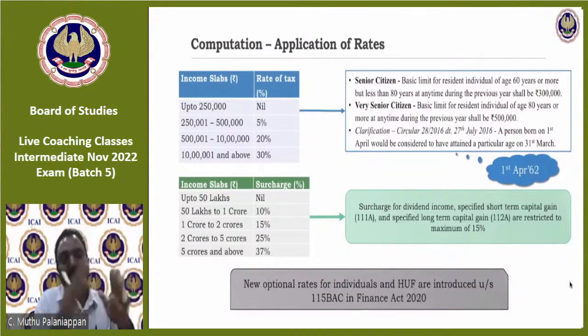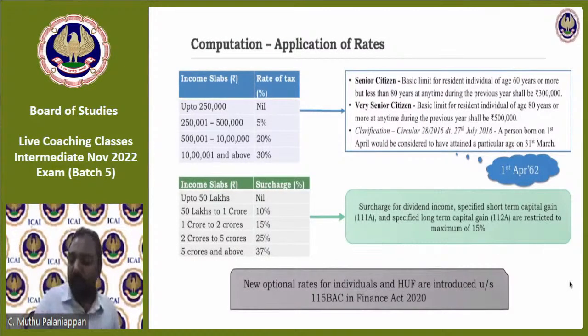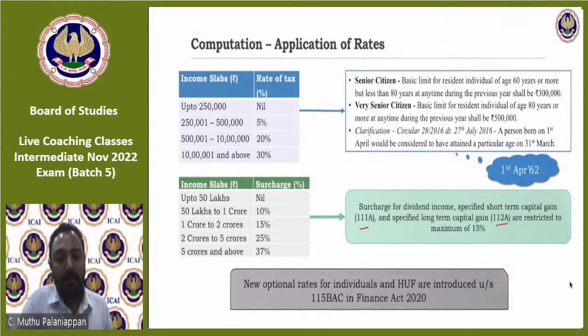So you have the slabs, and then you also have surcharge. When you say surcharge, it is there up to 37%. However, for 111A and 112A, and the dividend income also. For these 3 incomes, dividend, 111A and 112A, the maximum surcharge can be only 15%, cannot be more than that. So that's what it is about.